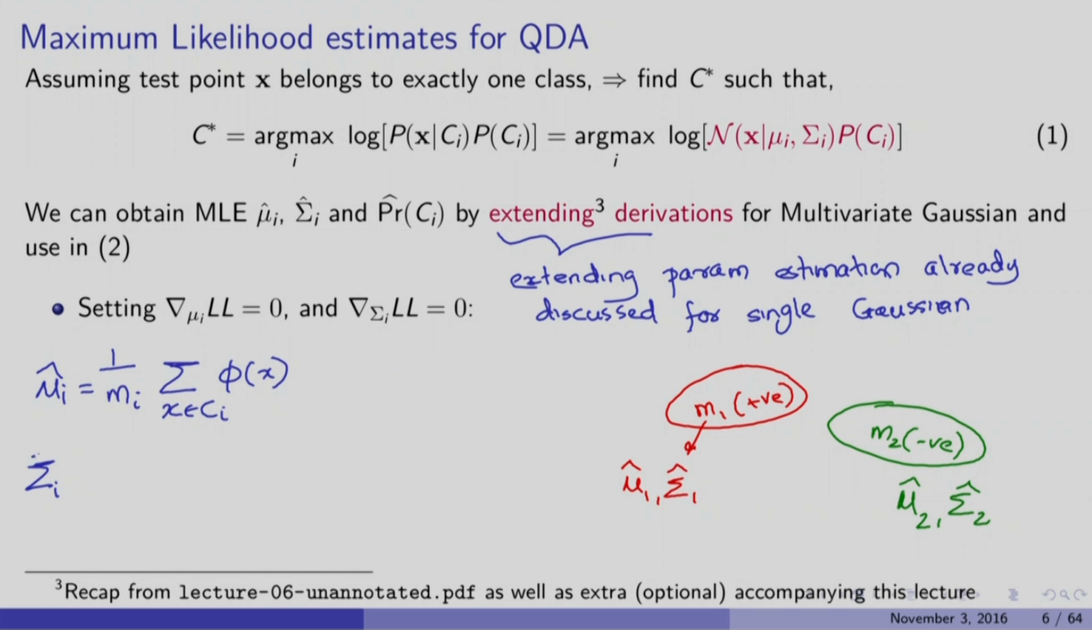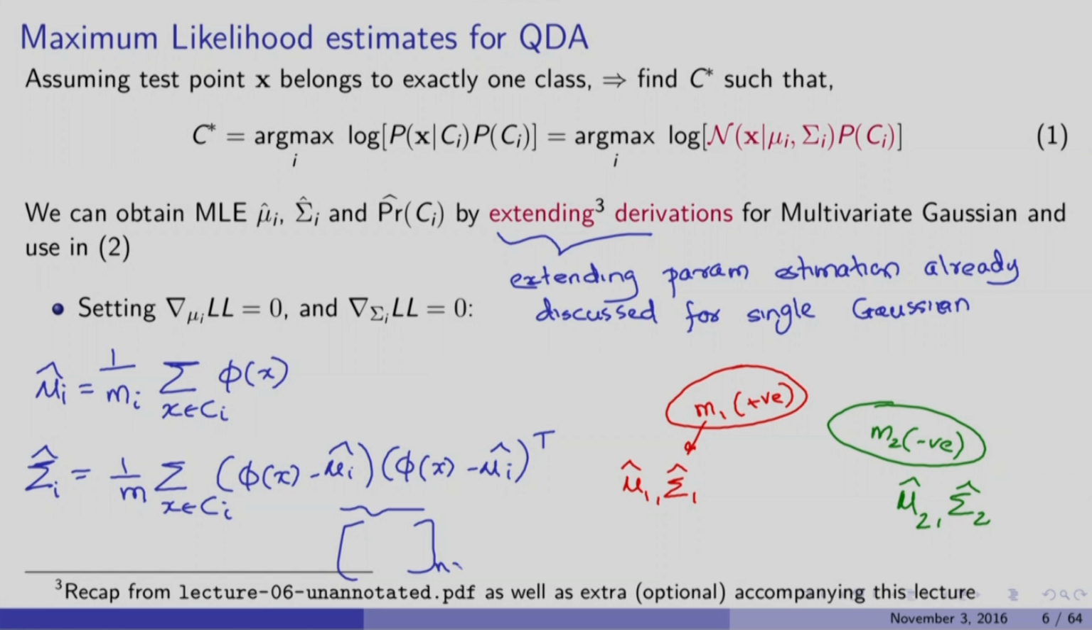Likewise, the covariance matrix estimate is going to be the average of all the rank 1 covariances evaluated at individual points in the class Ci, but this rank 1 covariance is obtained using the maximum likelihood estimate itself. So this will be phi x minus mu I hat, phi x minus mu I hat transpose. This is an n by n rank 1 matrix.